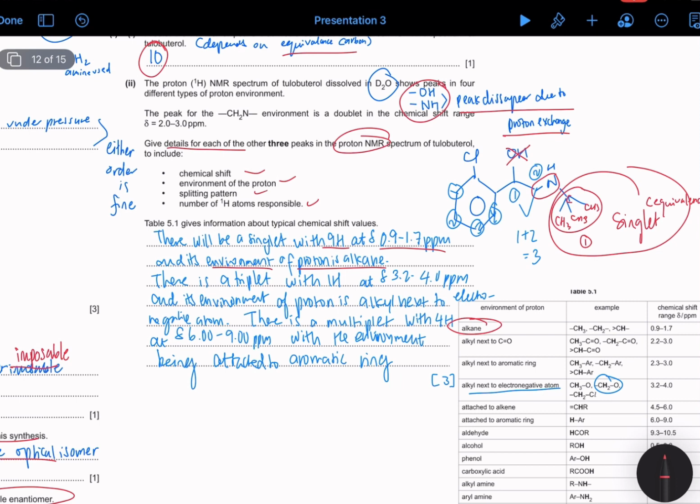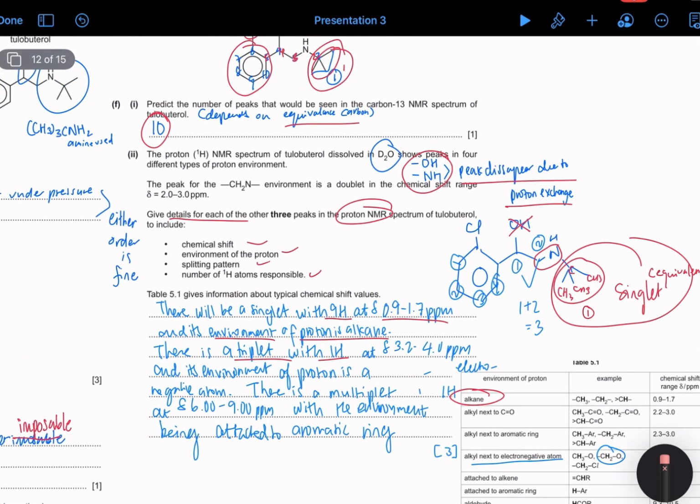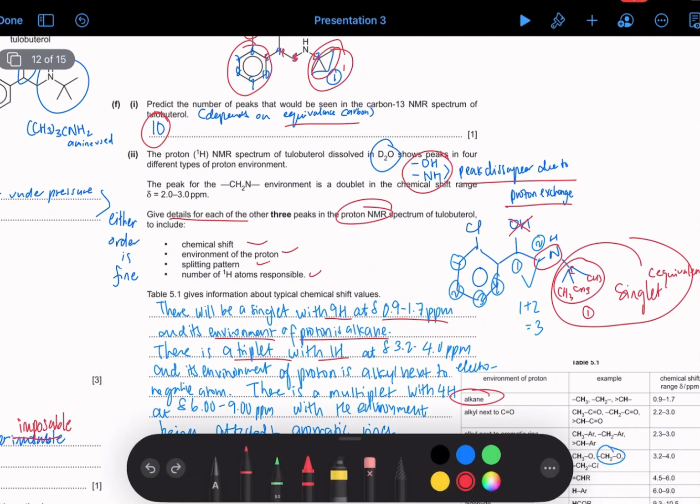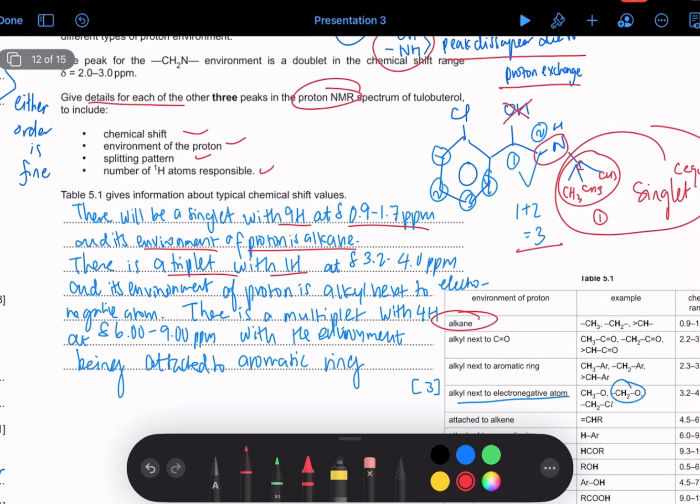Alright, and there will be a triplet with 1H at 3.2 to 4 ppm, and its environment of proton is alkyl next to an electronegative atom. So which one is that? That one would be this. Alright.